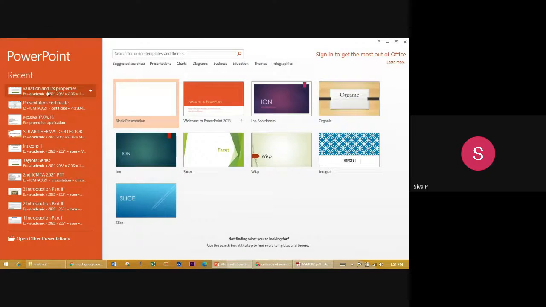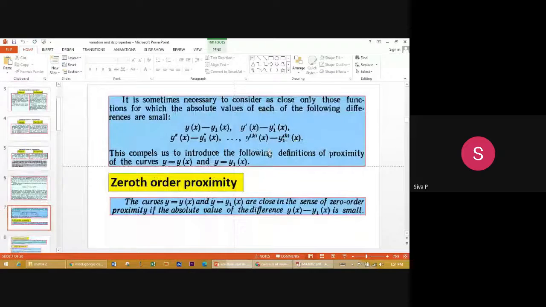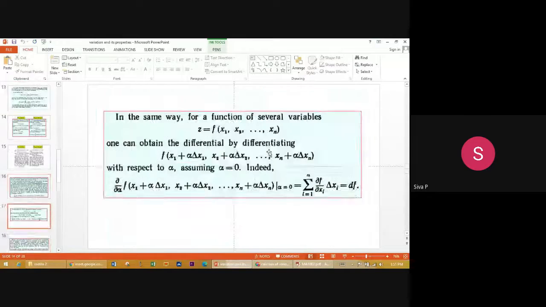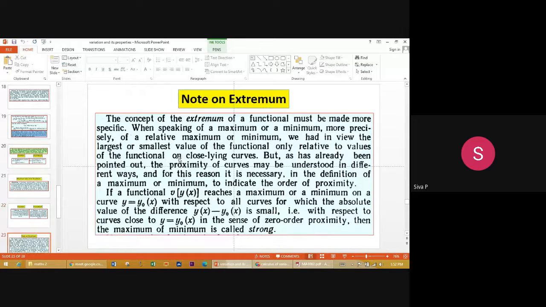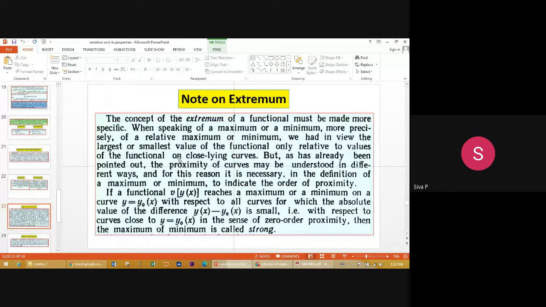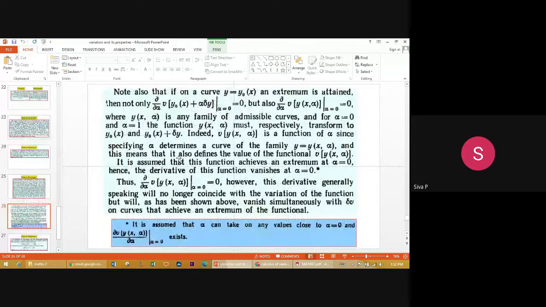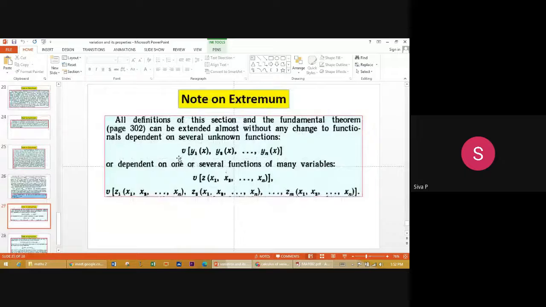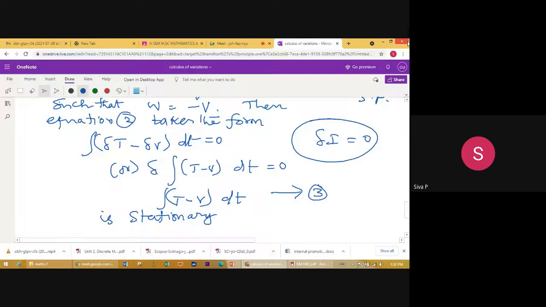Once again I need to take a theorem. Even here it is not given. Did we mention the stationary? One other book is there, Gravel. In the Gravel book it is given properly.